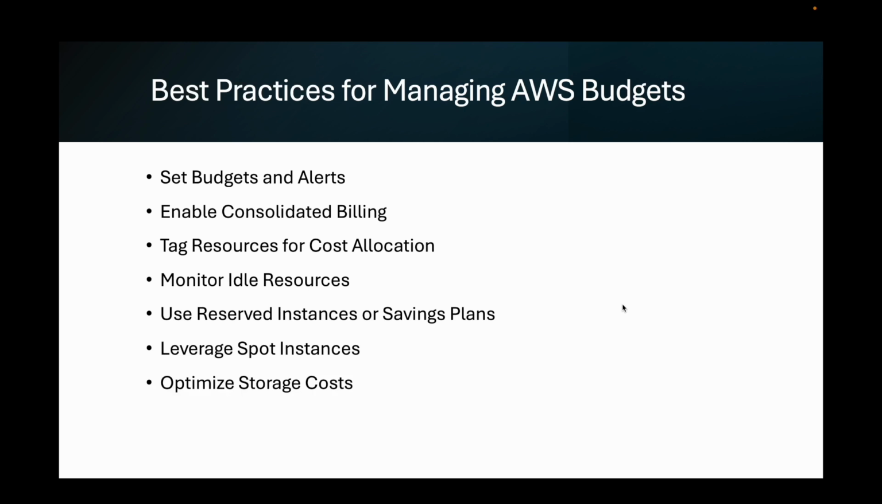Optimize storage cost. Choose the appropriate S3 storage class, for example S3 Standard or S3 Glacier, based on data access patterns to minimize cost. Implement lifecycle policies to automatically transition data to lower cost storage classes over time. And finally, enable cost anomaly detection. AWS provides cost anomaly detection to automatically monitor your AWS usage for unexpected spending patterns and anomalies.